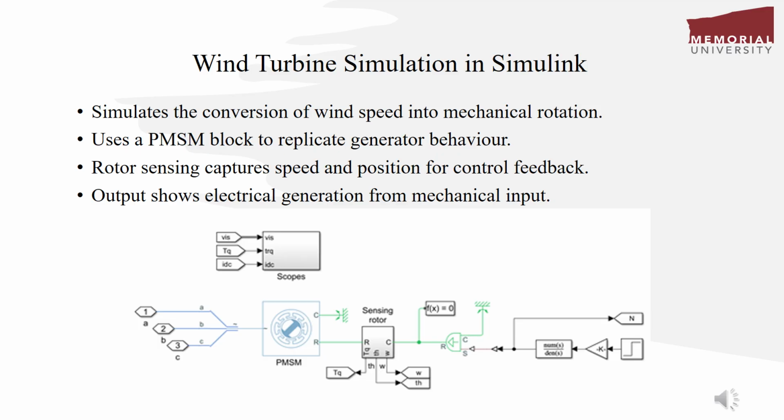The permanent magnet synchronous machine block acts as a generator, converting mechanical motion into electrical power. A rotor sensing block monitors rotational speed and position, which are essential for feedback in control systems. Finally, the system outputs torque, current, and voltage, letting us visualize the energy conversion process just like in a physical wind turbine.